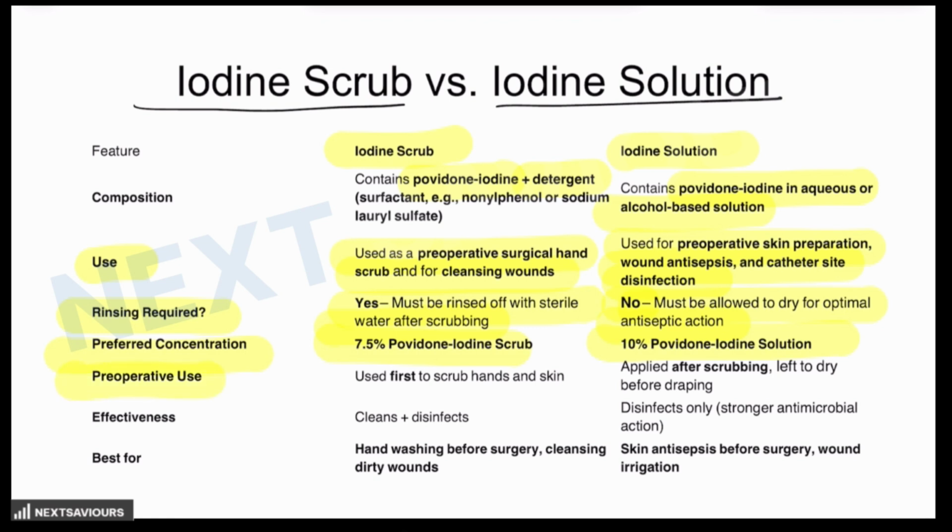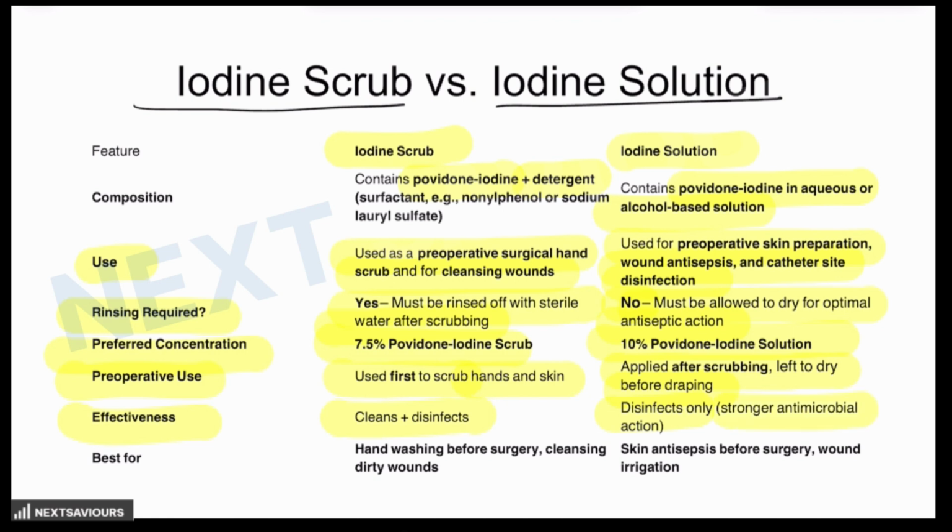Now, pre-operative use first. The scrub is used to scrub the hands as well as the skin over which the surgery has to be performed. And second, the iodine solution is applied after scrubbing. It is left to dry before the draping is done. So, effectivity: the scrub cleans plus disinfects, while the solution is responsible for disinfection only.